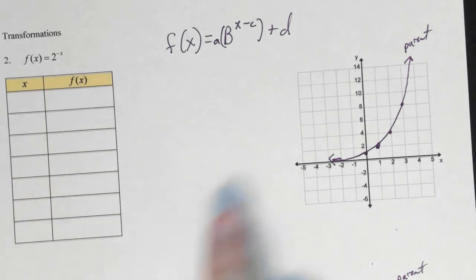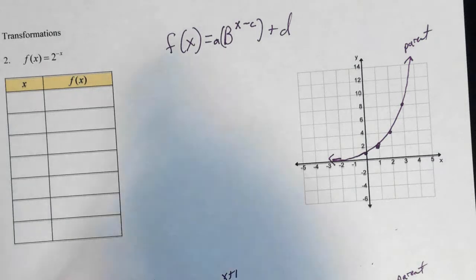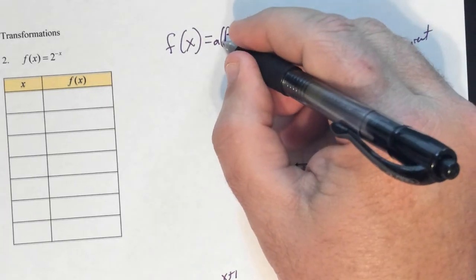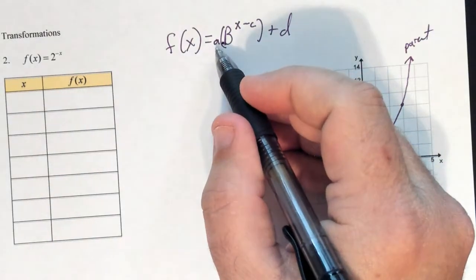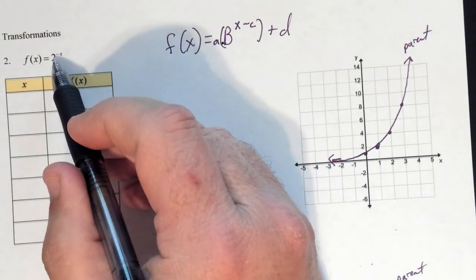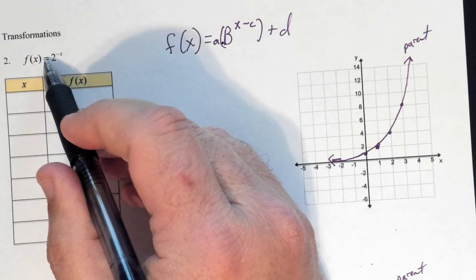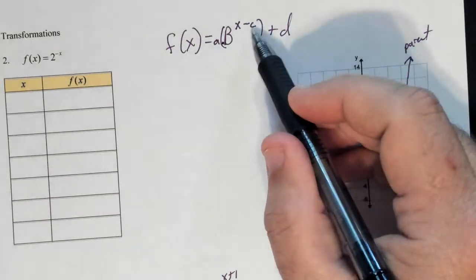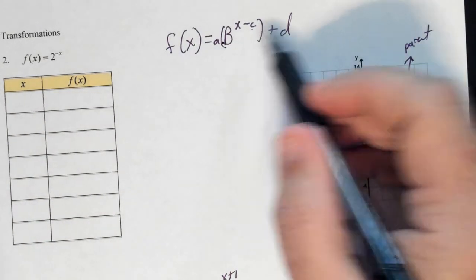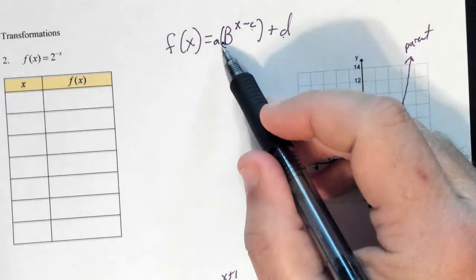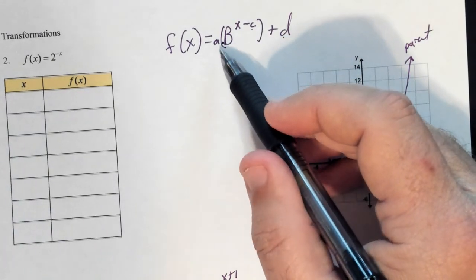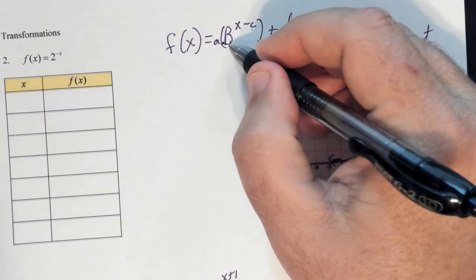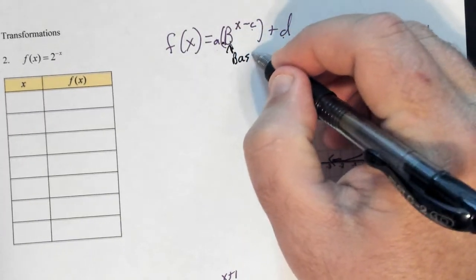Okay, now if you remember, there's one thing in here we're not going to deal with a whole lot, but we'll talk about it here. Here's your A. Your A is going to come in front of your base number, so it has to come out here. Okay, you're going to have your C value, which is your left or right, and your D value, which is up or down. Your A is going to be your vertical stretch and shrink. This B is your base. Capital B I'm going to use as your base.